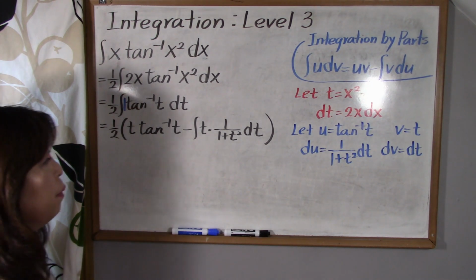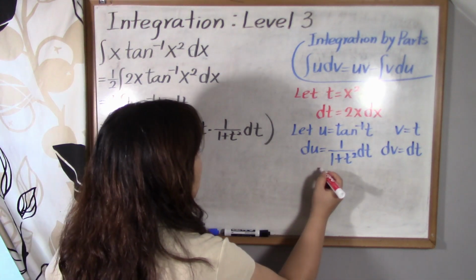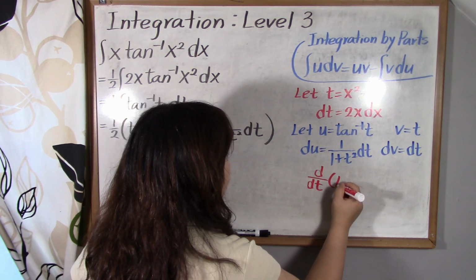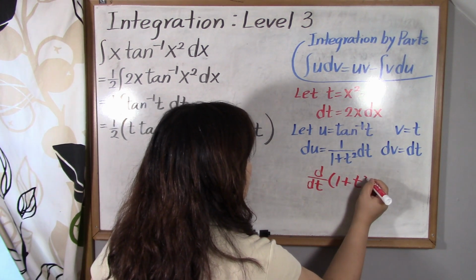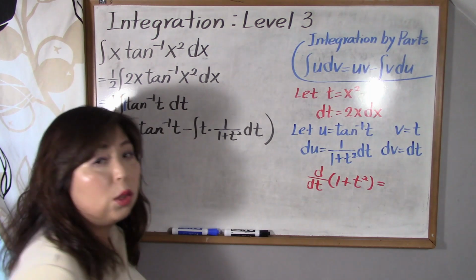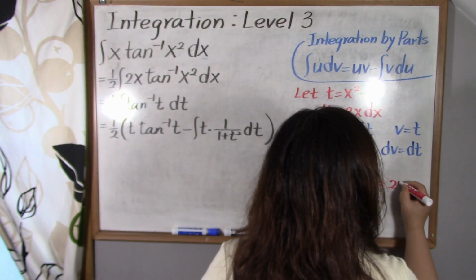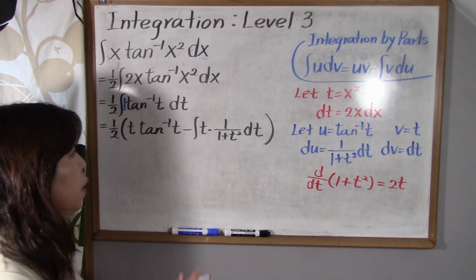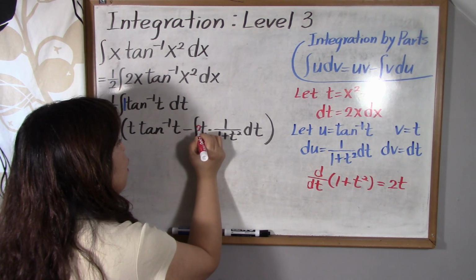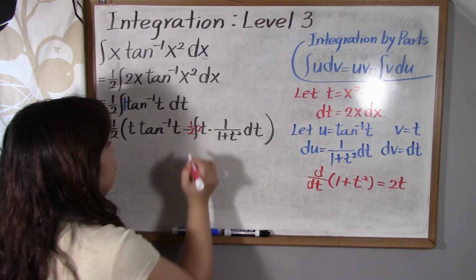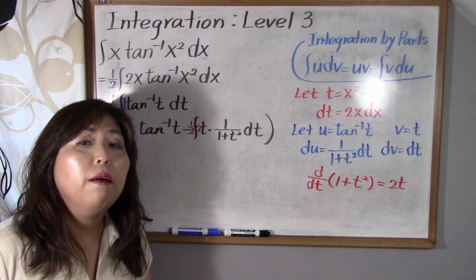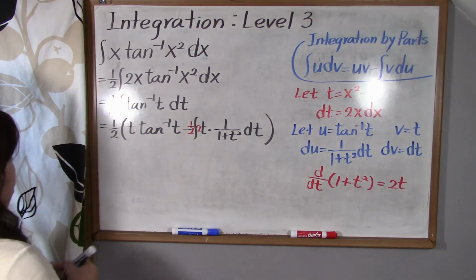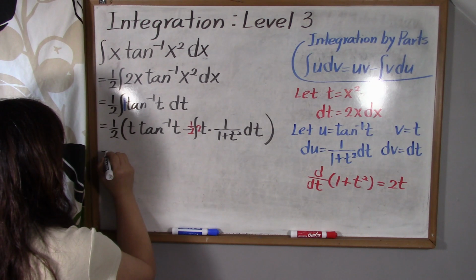So for this integration, if we take a derivative of 1 plus t squared, what is it? 2t, right? 2t. And this is also the chain rule. We want to multiply by 2 and 1/2 because we're not going to change the value of the expression. So this is like the chain rule. Let's keep going.